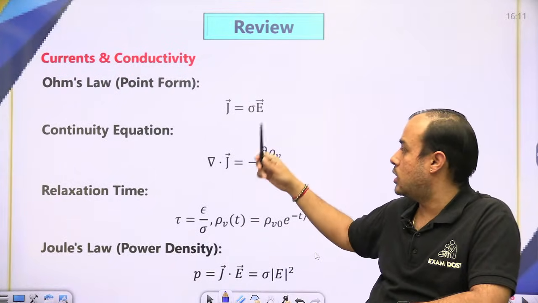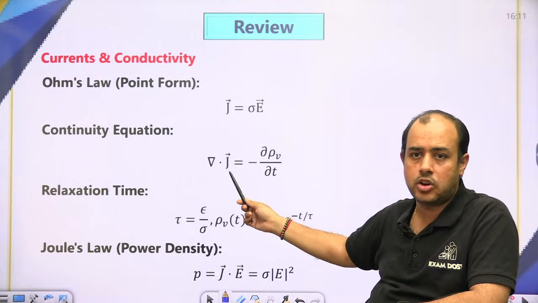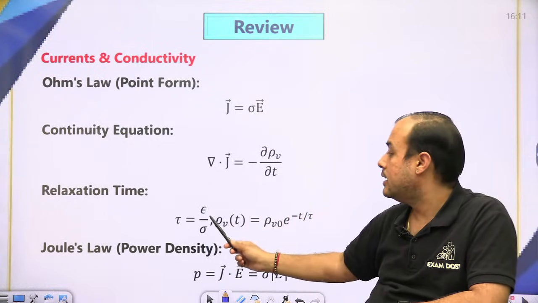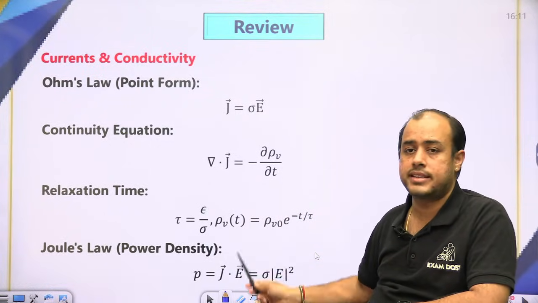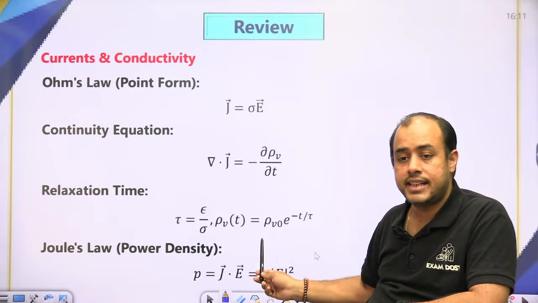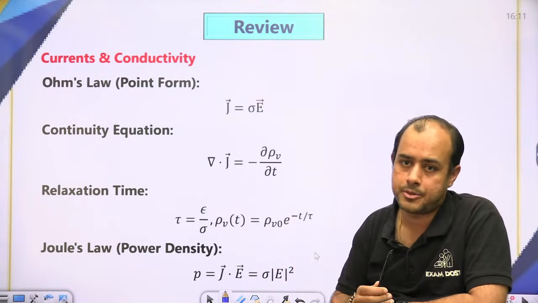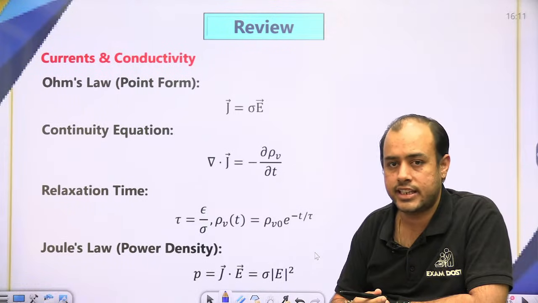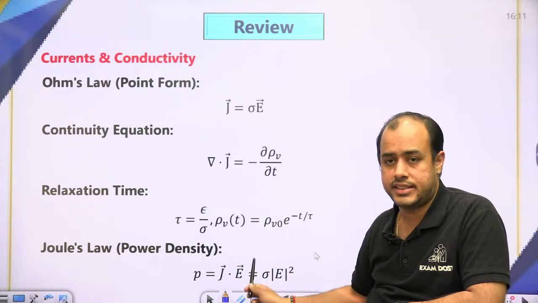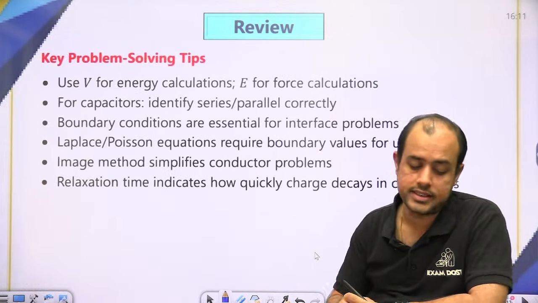Ohm's law is J equal to sigma E. Continuity equation: del dot J is minus d rho v by dt. Relaxation time is epsilon by sigma. So charge density decays exponentially with a time constant equal to the relaxation time. Power density is J dot E, which is sigma mod E square.